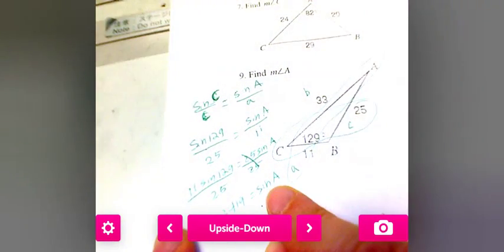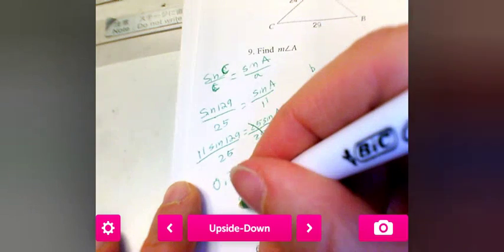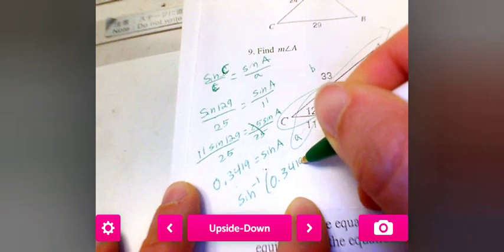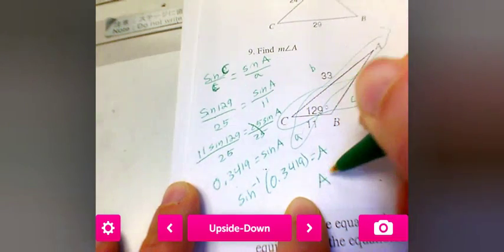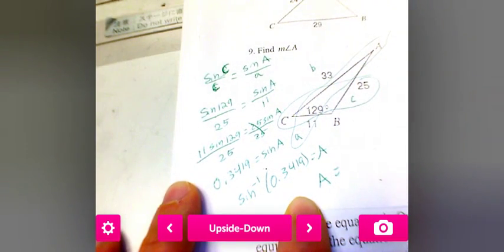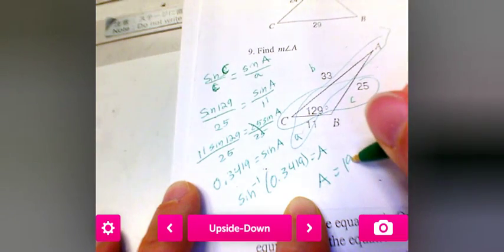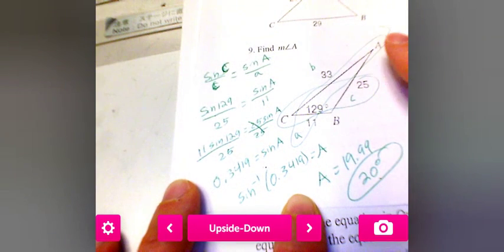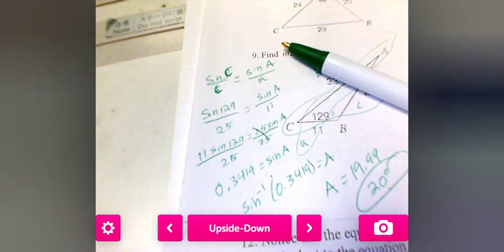Now, to get rid of that sine, we're going to do the inverse sine. Inverse sine of 0.3419 equals A. So angle A equals trig inverse sine, and I get 19.99. You guys can round up to 20 degrees if you want. So I've done one with an angle and one with a regular side. And you're going to do the other 8 problems on your own this weekend.